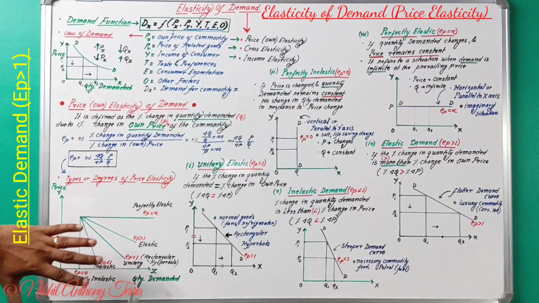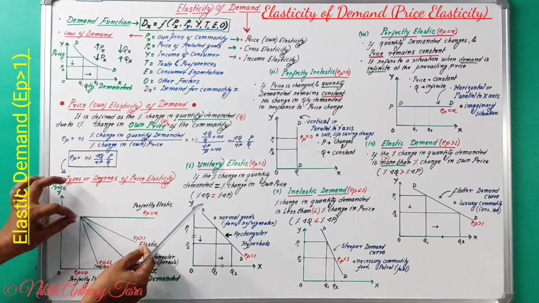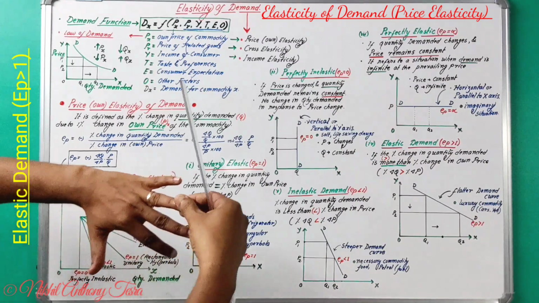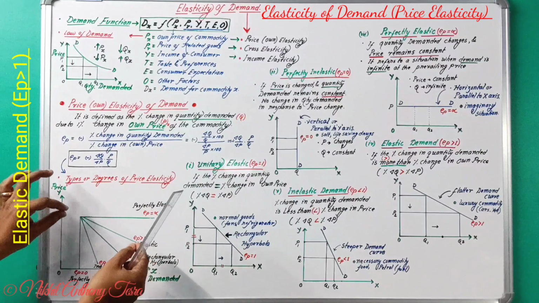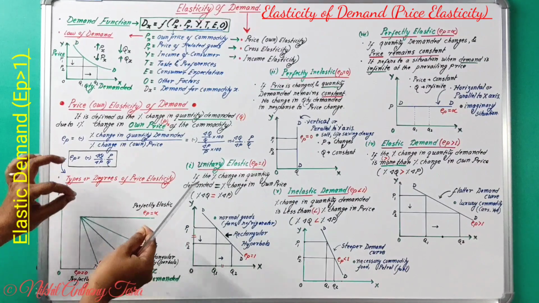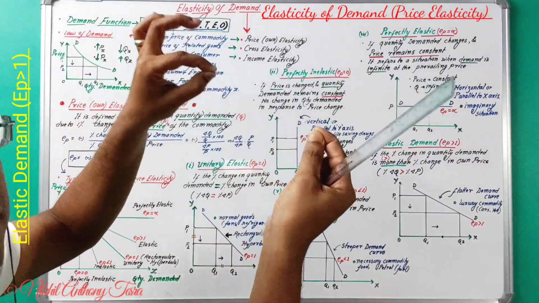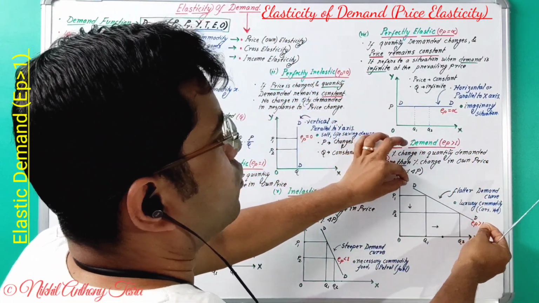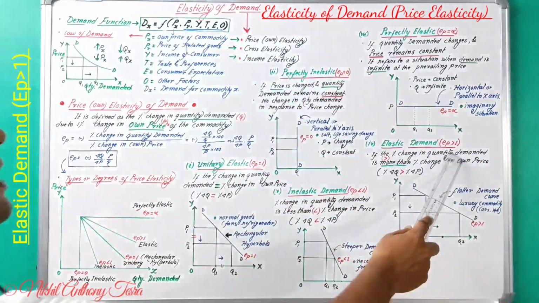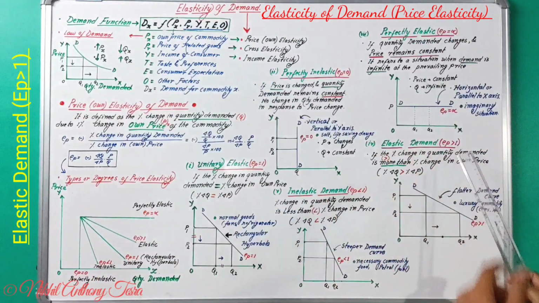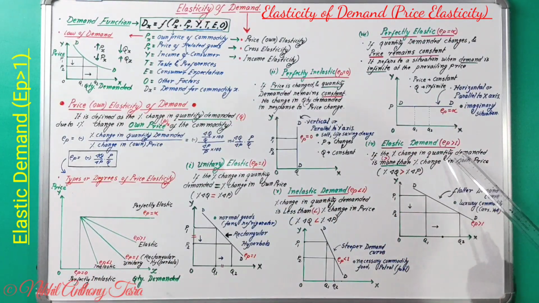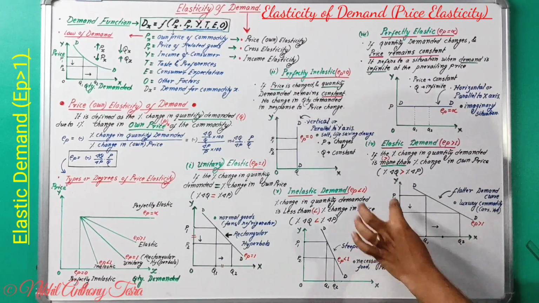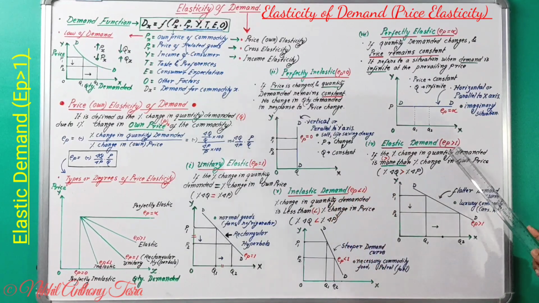Friends, let me take EP greater than 1, elastic, okay? Let me copy this one. I have copied this, can you see this? So I have pasted it over here. Elastic demand, EP greater than 1. What I have written: if the percentage change in quantity demanded is more than the percentage change in own price, that is, the change in quantity demanded is more than the change in price, obviously, because this is greater than 1.